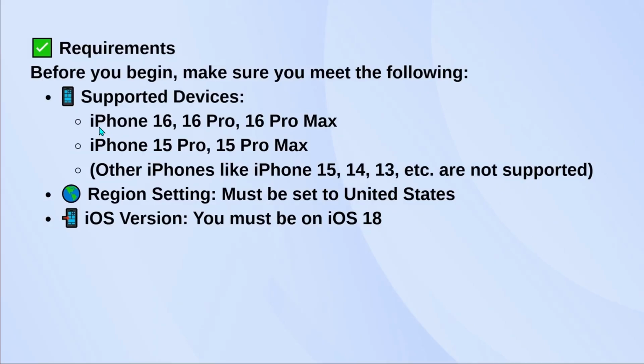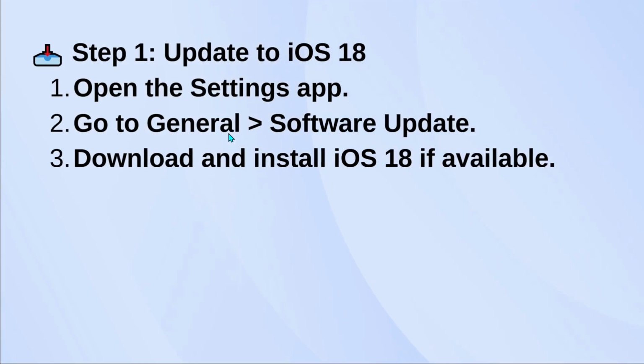Next, ensure your iPhone software is up to date. Open Settings, tap General, then Software Update, and install the latest version if it's available. Keeping your software updated is crucial because Apple Intelligence relies on the newest system features to function properly.